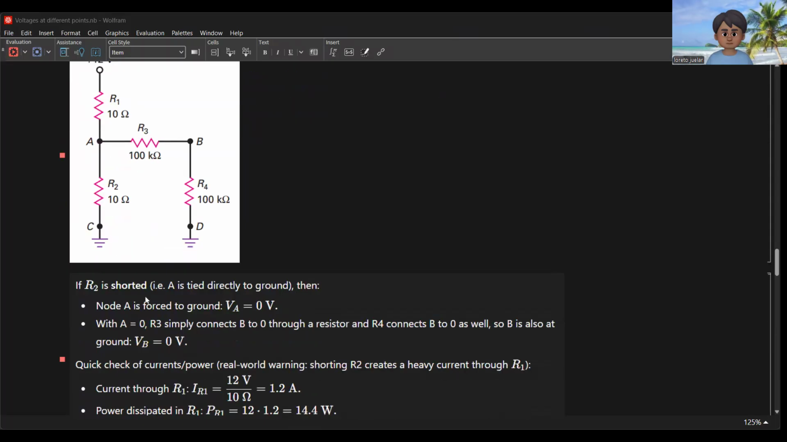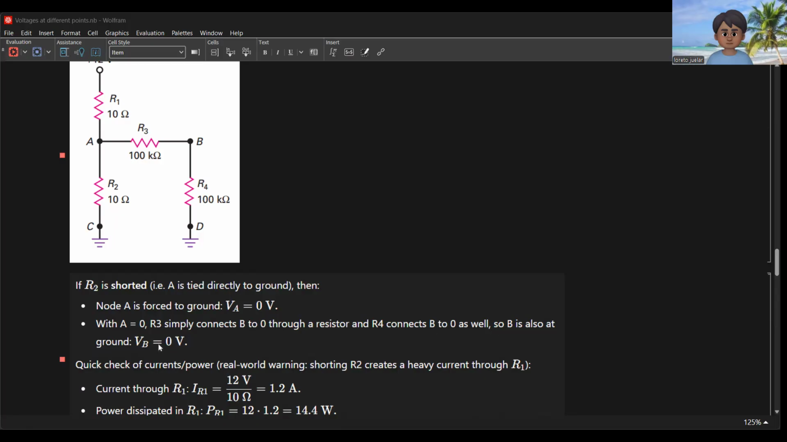So if R2 here is shorted, A is tied directly to ground, then node A is forced to ground voltage at point A. So we have the ground here from A to the C, right? We have the ground here, and with A equal to 0, R3 simply connects B to 0 through our resistor, and R4 connects B to 0 as well. So B is also at the ground.